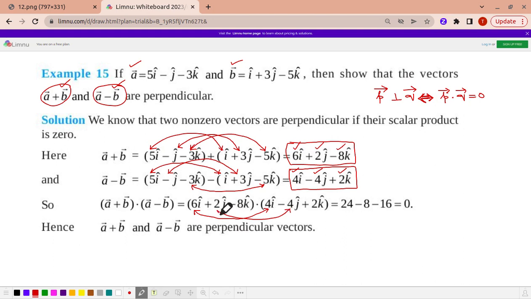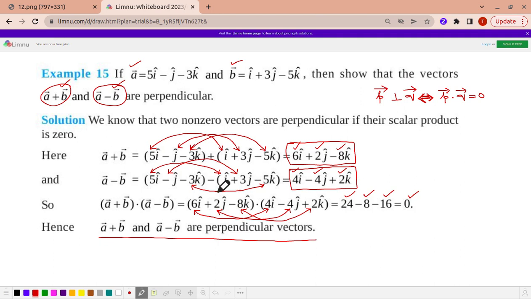It should be 0. So here it is 6 i cap and 4 i cap, that's 6 into 4, that is 24. Then plus 2 j cap minus 4 j cap, that is plus 2 into minus 4, that is minus 8. And then minus 8 k cap plus 2 k cap, that is minus 16. So 24 minus 8 minus 16, that is equal to 0. So you are able to show that A plus B dot A minus B equal to 0. Hence we can conclude that A plus B and A minus B are perpendicular to each other.